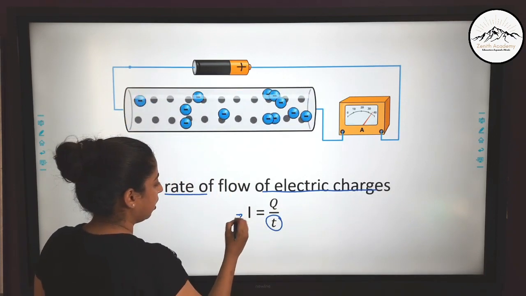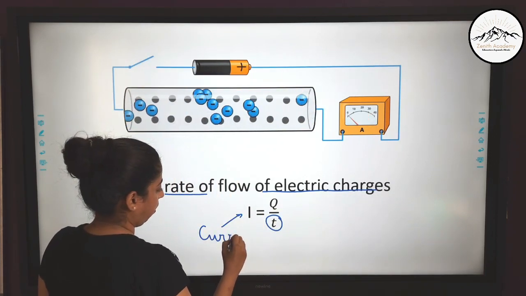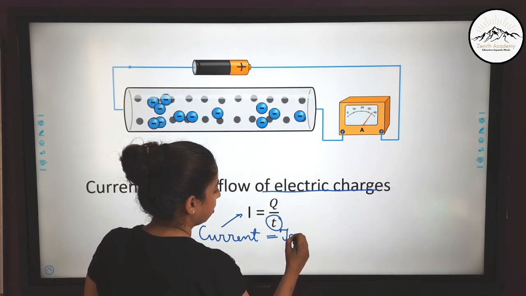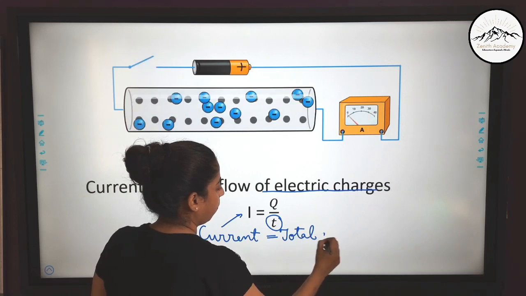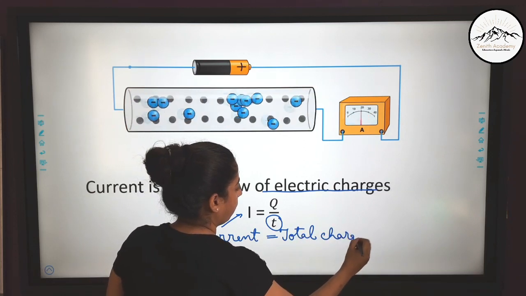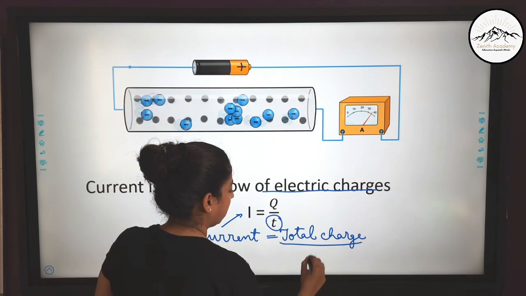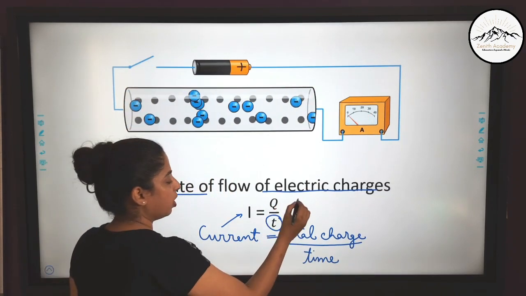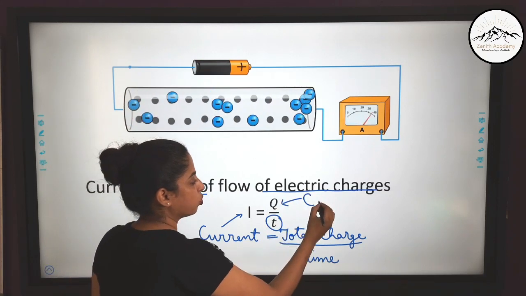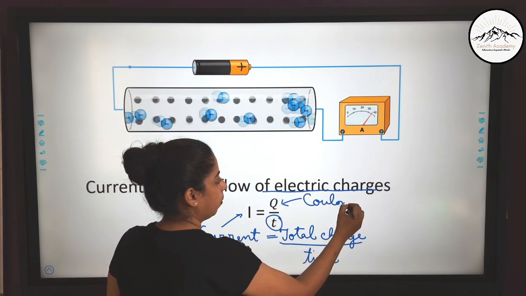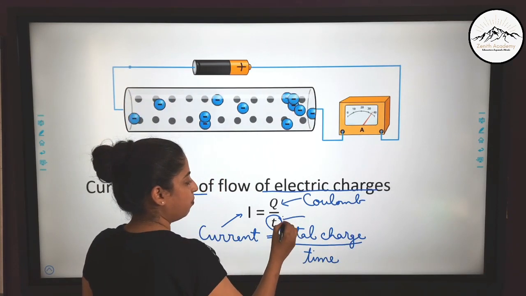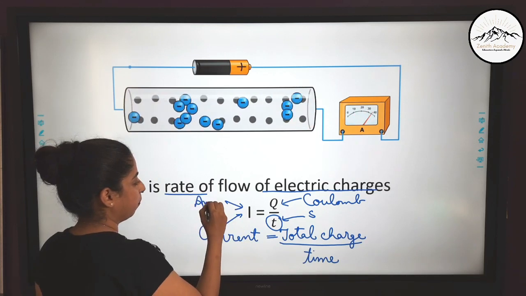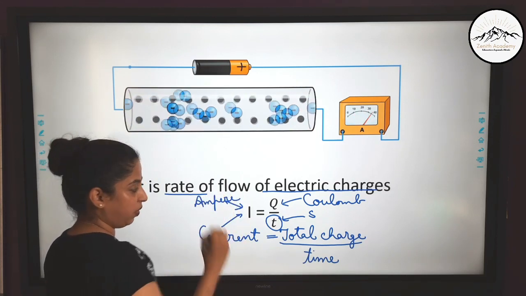So I is current. So current is I equals Q over T, where Q is the total charge that is flowing, and T is time in seconds. Now charge, the unit of charge is always coulomb, unit of time is seconds, and unit of current is ampere.